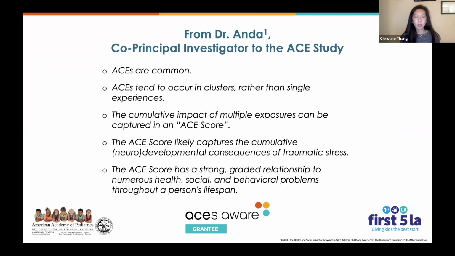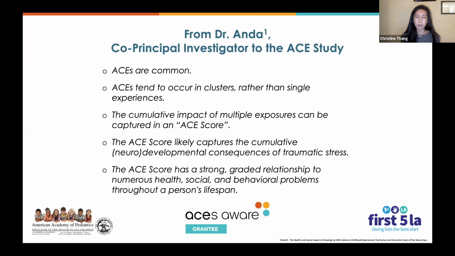From Dr. Anda, a co-principal investigator of the ACEs study, what we find is that ACEs are common. They tend to occur in clusters rather than single experiences. The cumulative impact of multiple exposures can be captured in an ACE score, and that's what we're focusing on. That ACE score likely captures the cumulative neurodevelopmental consequences of traumatic stress, and it has a strong graded relationship to numerous health, social, and behavioral problems throughout a person's lifespan.